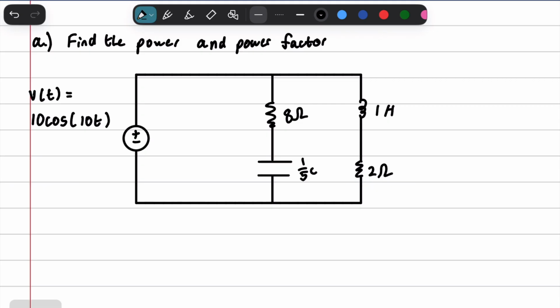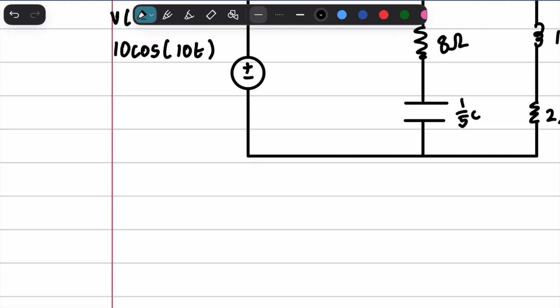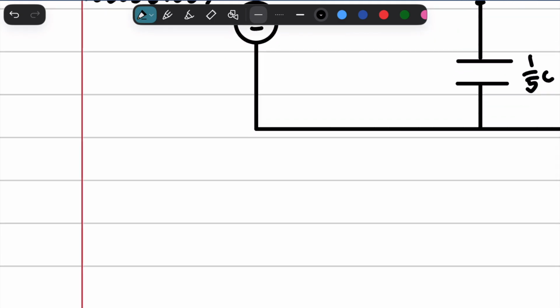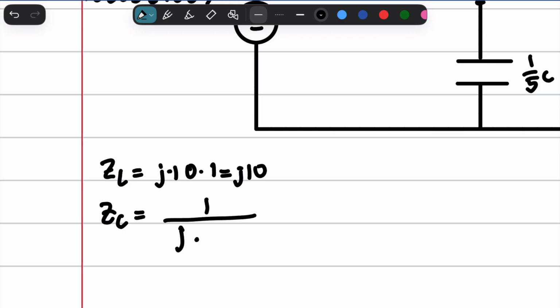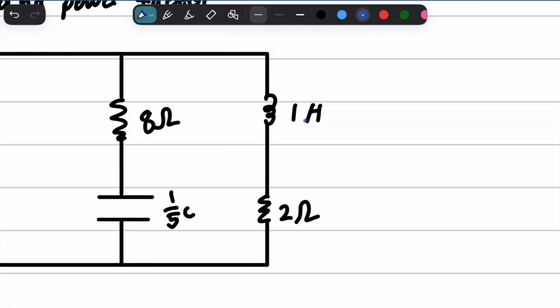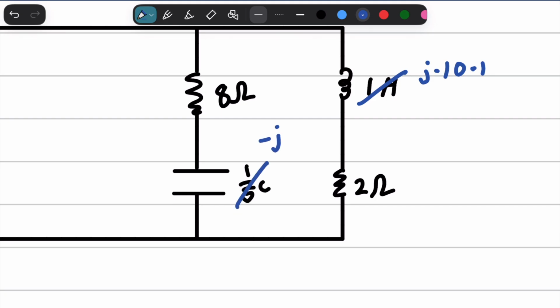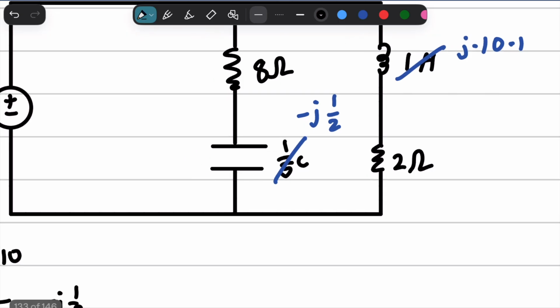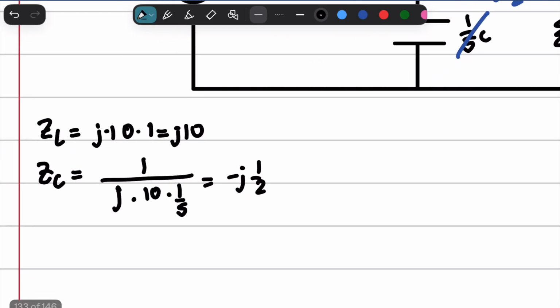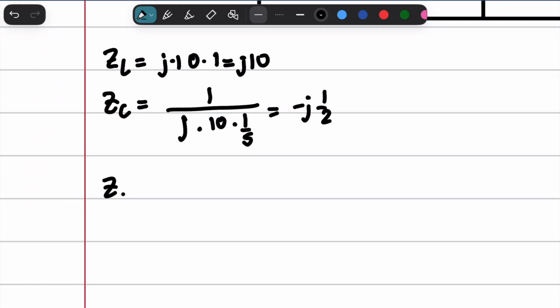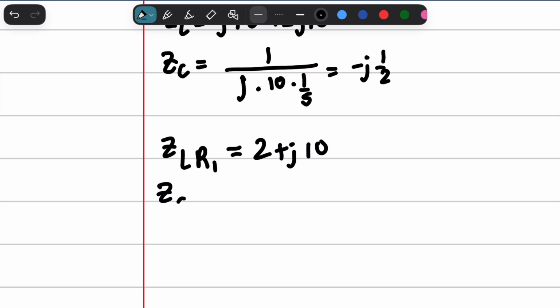All right, guys, let's go ahead and solve this problem right here. So the first thing that we're going to do is find the impedances in the frequency domain. So I'm going to go ahead and do that. So our inductor right here is j times 10 times 1. And this guy right here for our capacitor is negative j 1/2. Now we're going to add these up because they're in series with one another. So ZL R1, I don't want to call it henries, I want to call it the inductor, is equal to 2 plus j10, I believe. Yep. And then the capacitor is just 8 minus j 1/2.